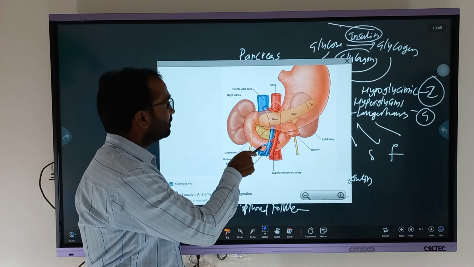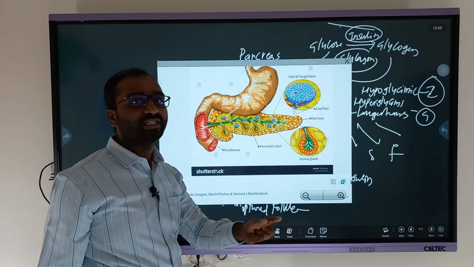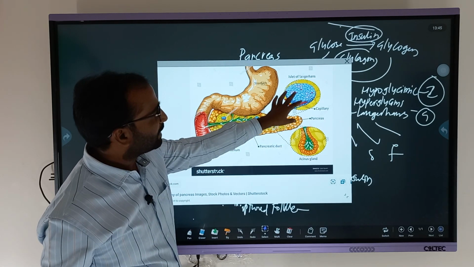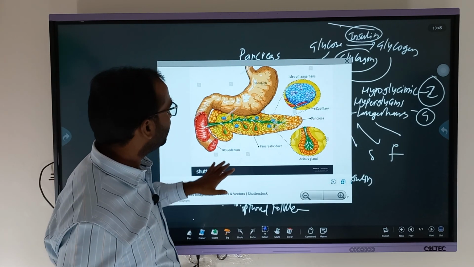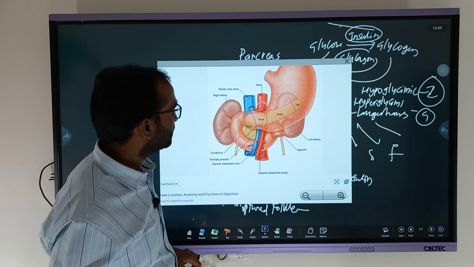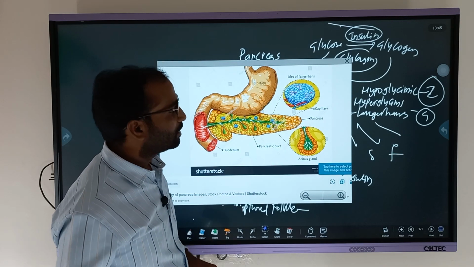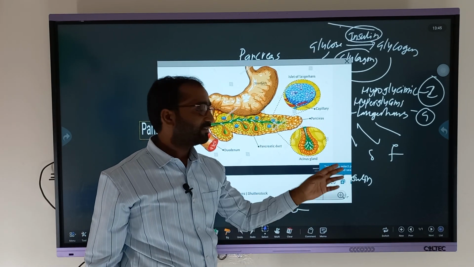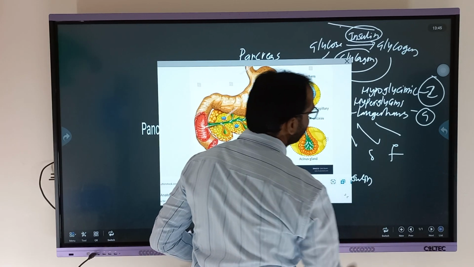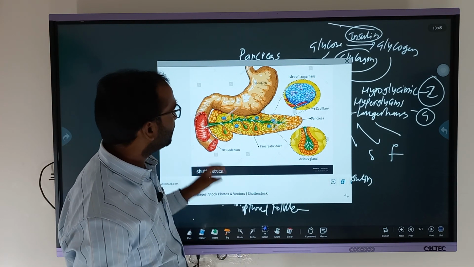This is one gland which has two regions, hence it is called what? A mixed gland. In that, these islets have different types of cells, such as alpha, beta and delta, F cells. From the delta cells, pancreatic polypeptide hormone, and from the F cells, pancreatic polypeptide or somatostatin hormones are released. Am I clear?